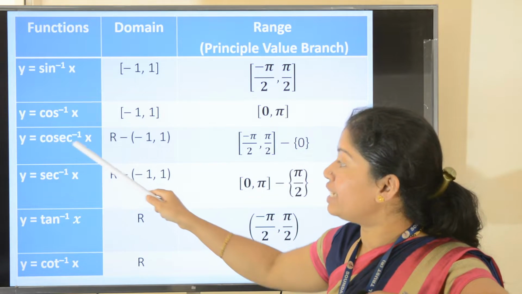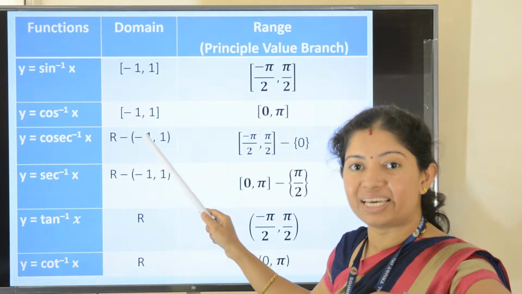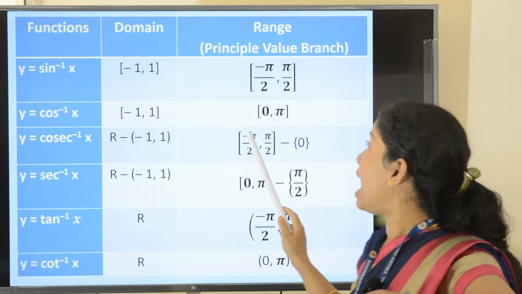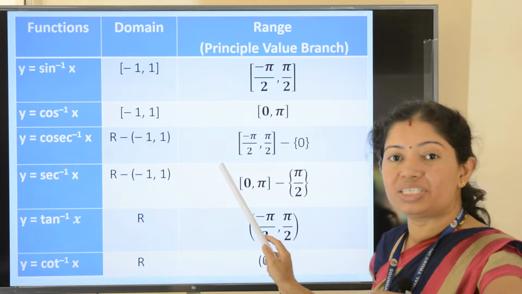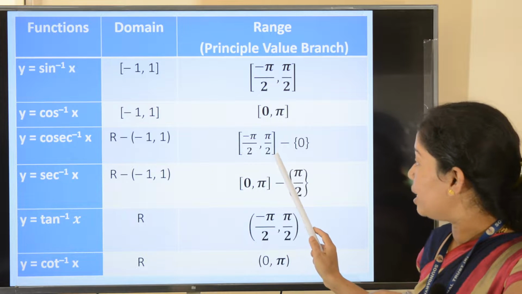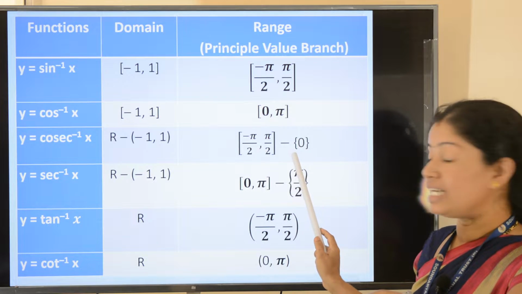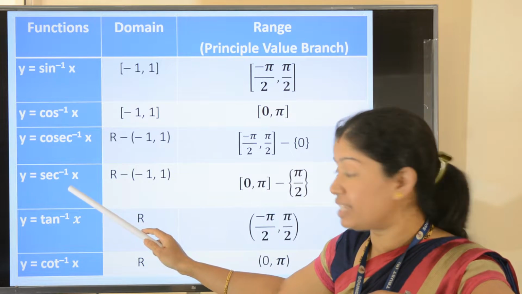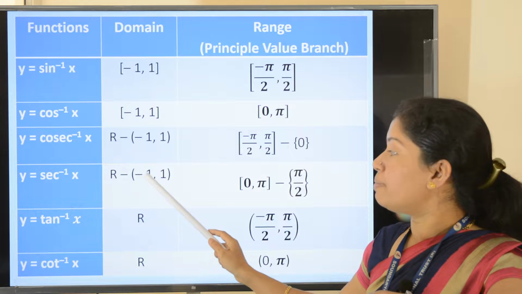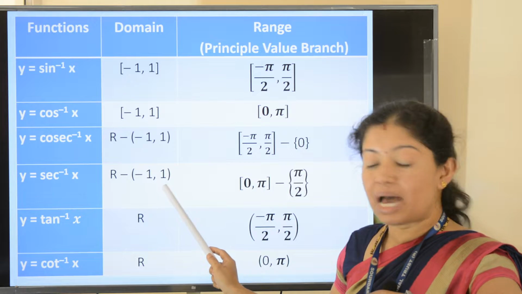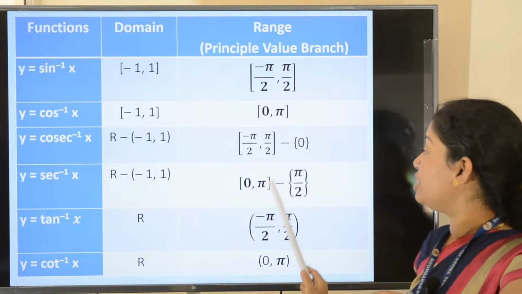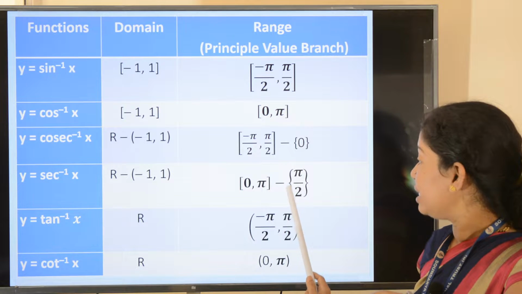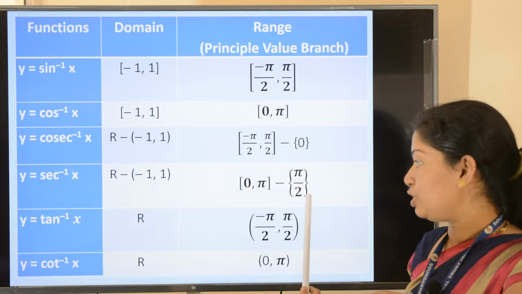Third one, cosecant inverse of x. Its domain is R minus open interval minus 1 comma 1 and its range is closed interval minus pi by 2 to pi by 2 minus the set containing 0. Fourth one, secant inverse of x. Its domain is R minus open interval minus 1 comma 1 and its range is closed interval 0 to pi minus the set containing pi by 2.